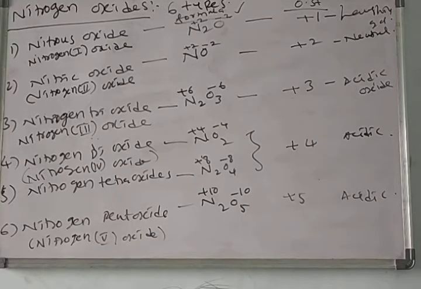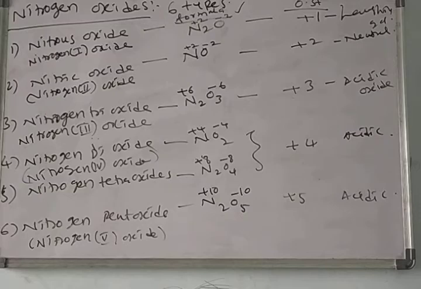Why are these three called acidic oxides? These three form acids. Nitrous acid, nitric acid, pernitric acid and hyponitrous acid, different acids are given. That's why these give different acids, and that's why we call them acidic oxides.